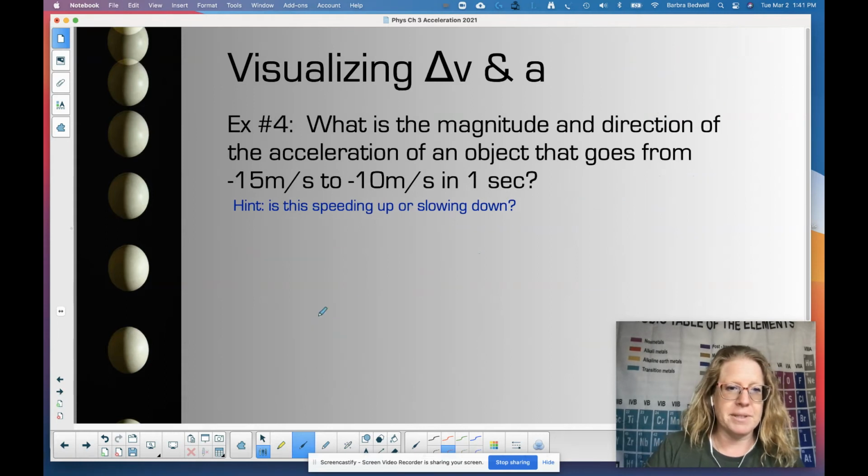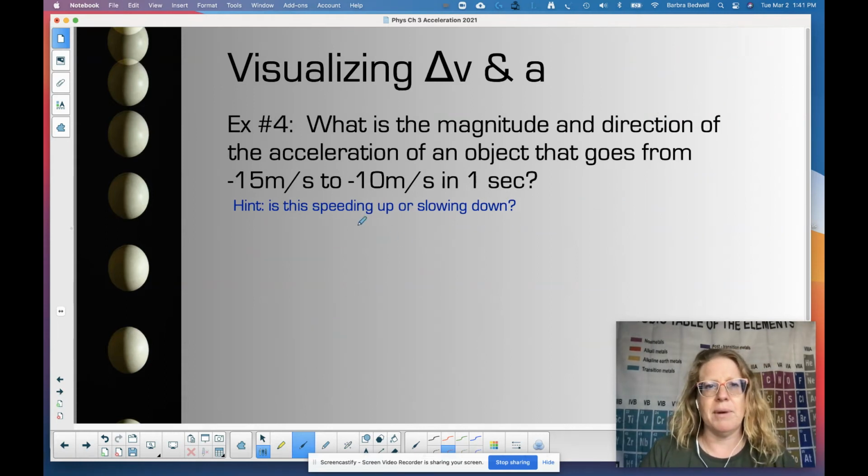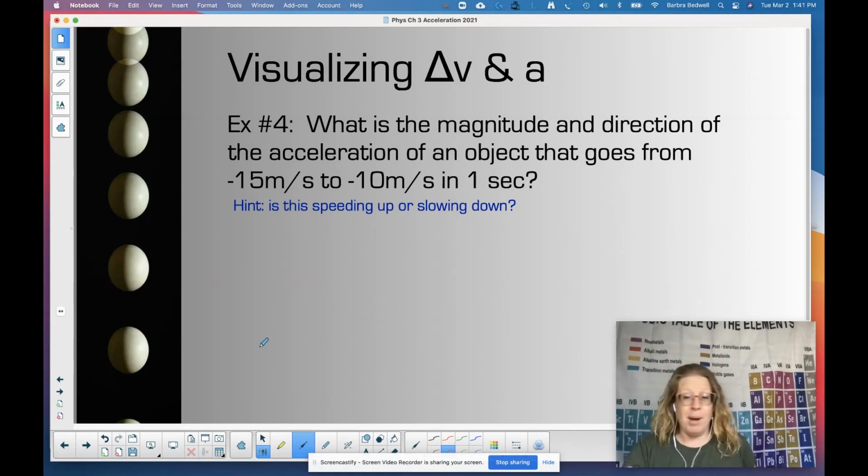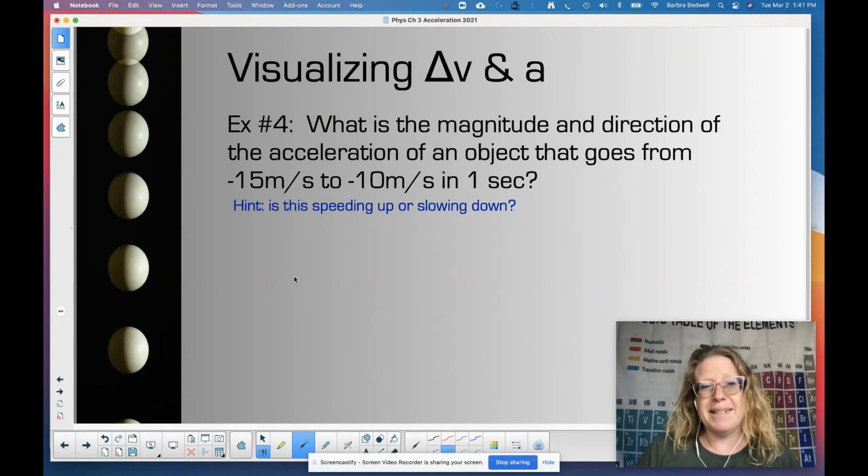All right, let's do a couple. We've got 2 more, I think, to go, and we'll wrap this up. This is one of those ones where it'd be good for you to stop and pause and see if you can draw these vector models and make sense out of this. So here we've got one that's going from -15 to -10. Is it speeding up or slowing down? Is it getting more extremely negative, or is it getting closer to 0?